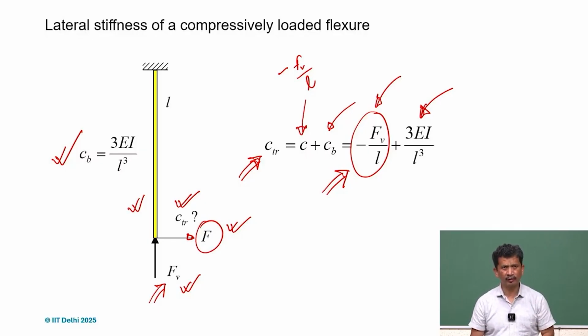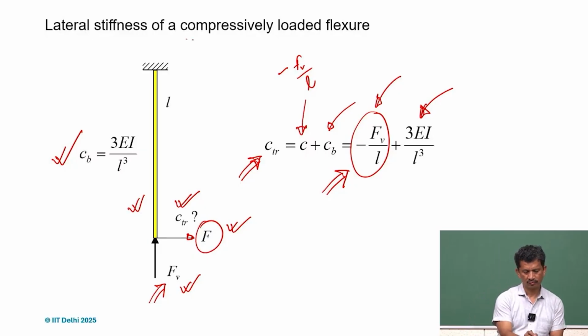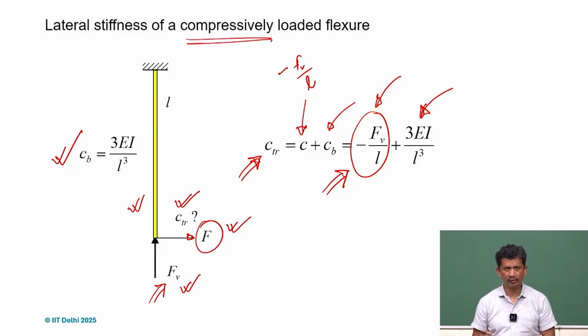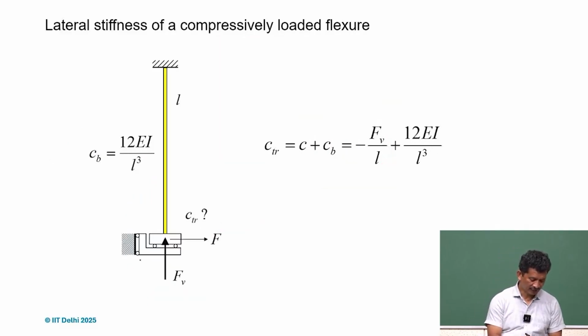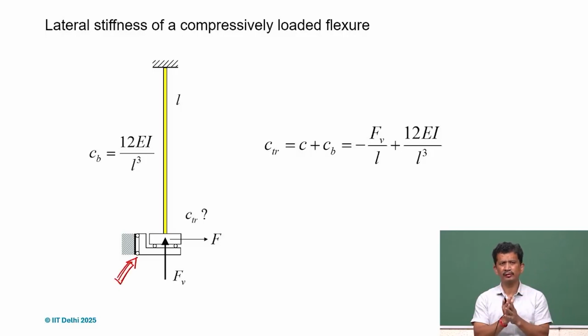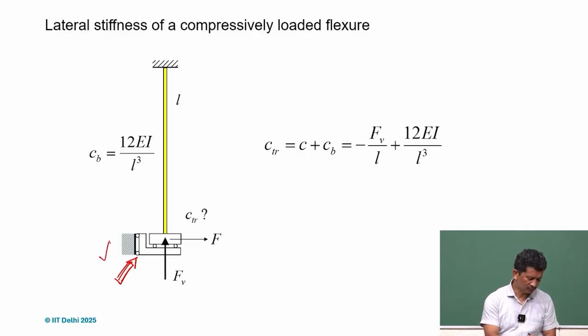So this is for a compressively loaded flexure. So it's a simple cantilever. What happens if we guide the end? In many cases, the flexure members are not working individually, but we are combining them. For instance, in a parallel guidance mechanism, those kinds of applications, the ends are guided. So we have very much this kind of situation.